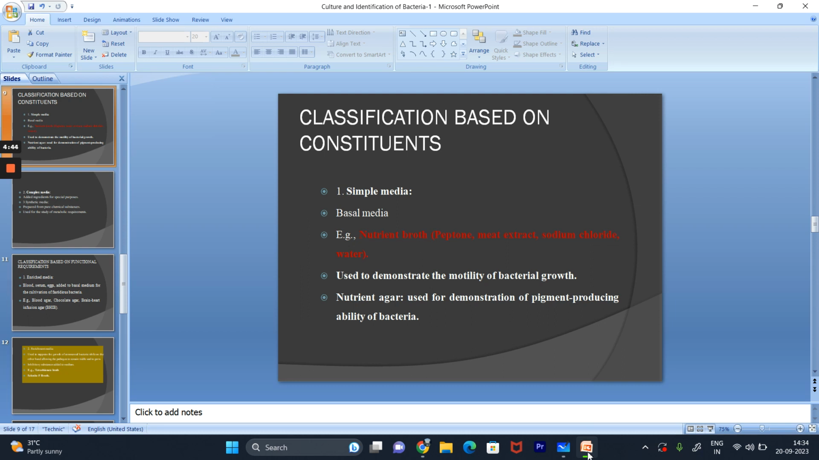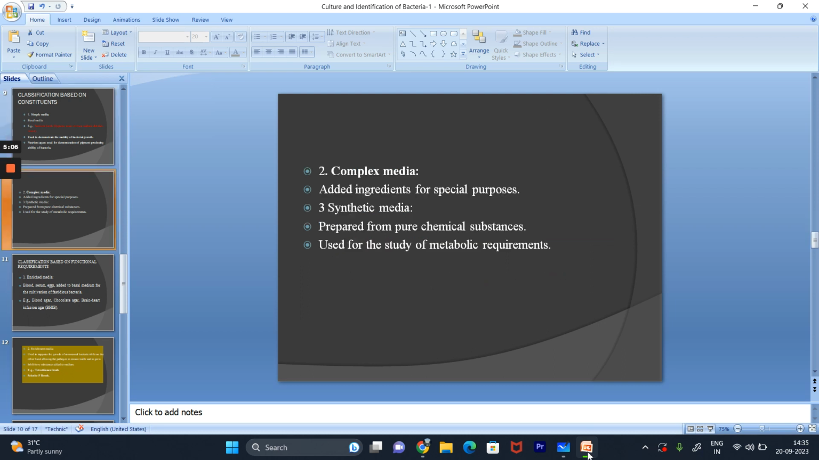Second is the nutrient agar. It is made by adding 2% agar to the nutrient broth, and it is the simplest and most common solidified medium used as a basal media in clinical diagnostic laboratories. And it is also used for the demonstration of the pigment producing ability of bacteria.